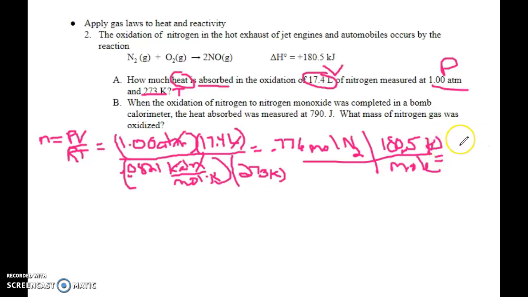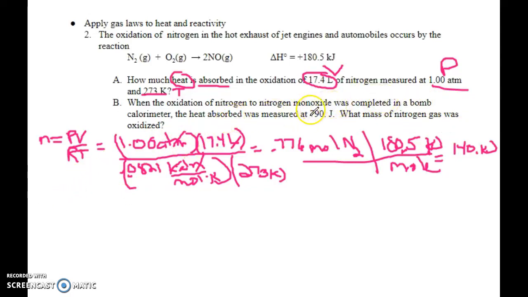And that's going to give us 140 kilojoules. Next part of the question: when the oxidation of nitrogen to nitrogen monoxide was completed in a bomb calorimeter, the heat absorbed was measured at 790 joules. What mass of nitrogen oxide was oxidized?